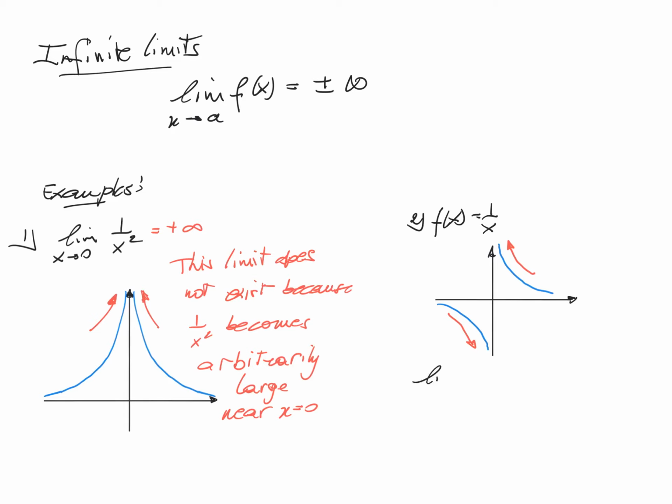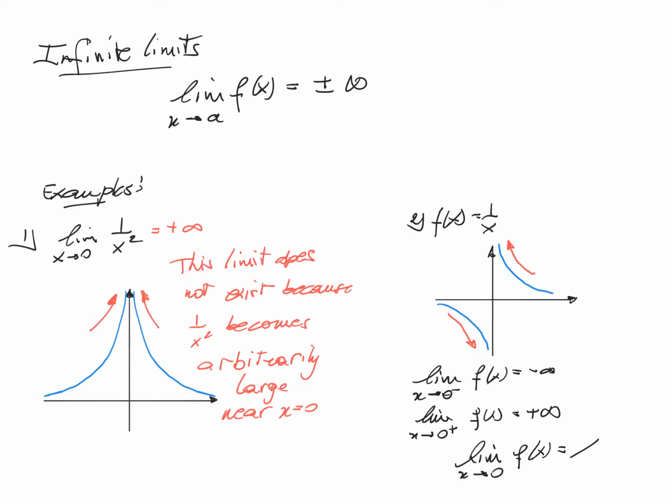So we can say that the left limit of f of x, so x to 0 with values smaller than 0, is minus infinity. The limit from the right, so x to 0 with positive values, is plus infinity. But we see also that the left limit and the right limit are different. And so the limit itself for x going to 0 does not exist.